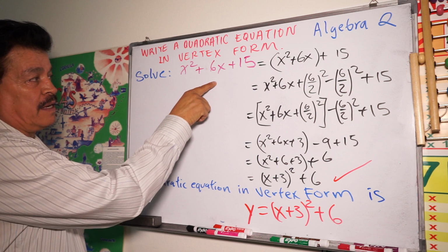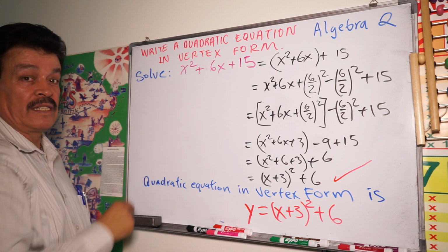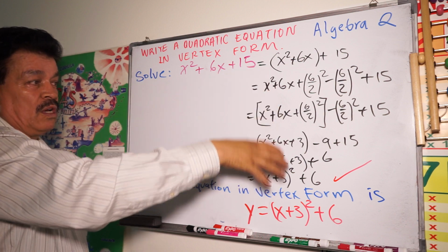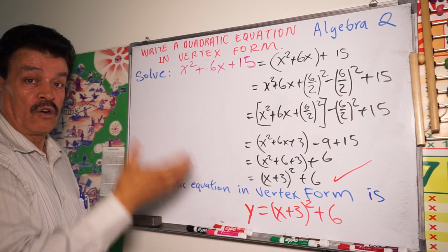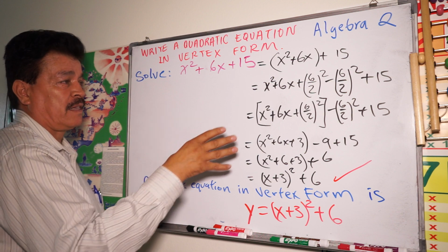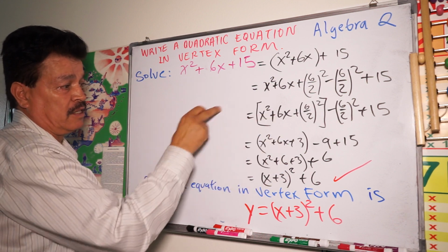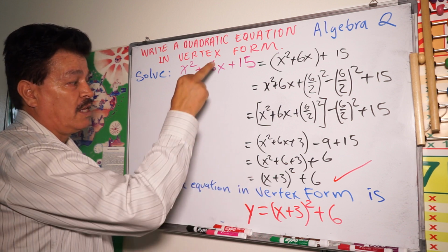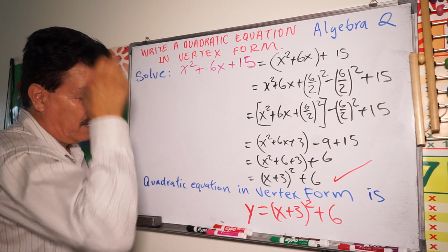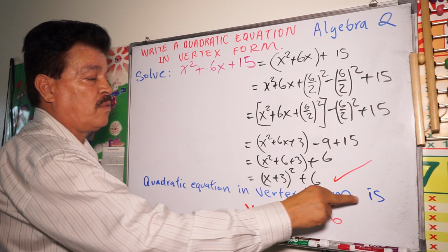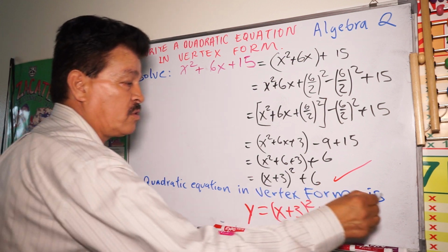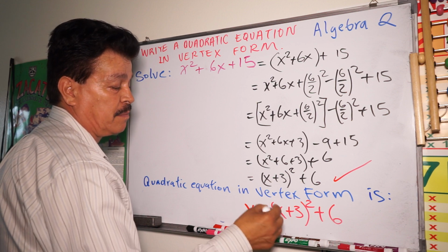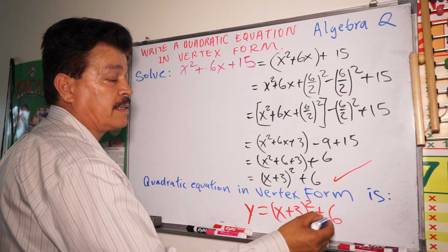You have a quadratic equation in this form that is not a perfect trinomial square. You have to complete the perfect square, complete the perfect trinomial, and then you get the right conclusion that we started before. So the quadratic equation in vertex form is y equals x plus 3 to the second power, which is a perfect binomial, plus the constant. That's it.